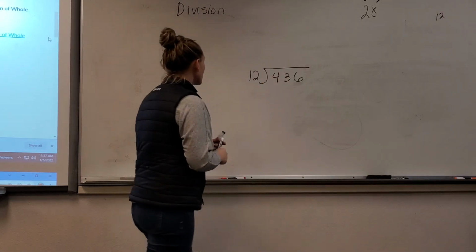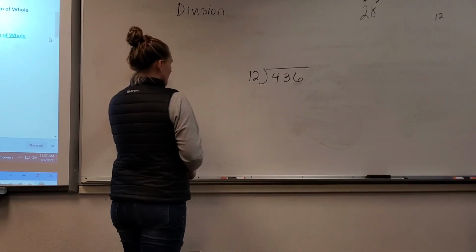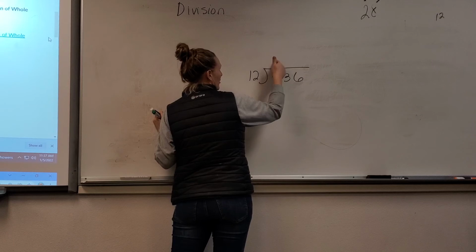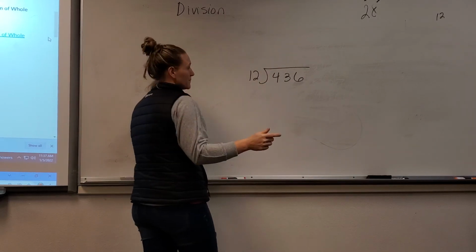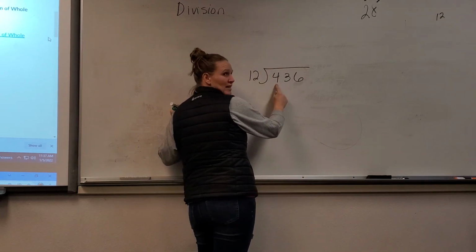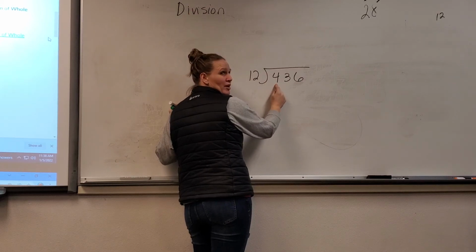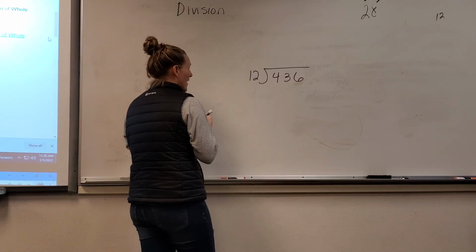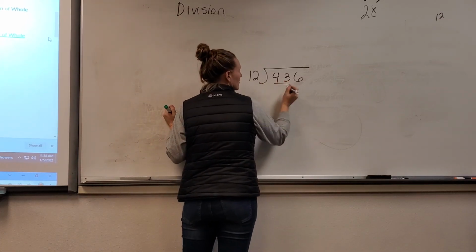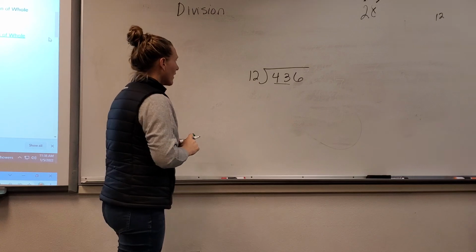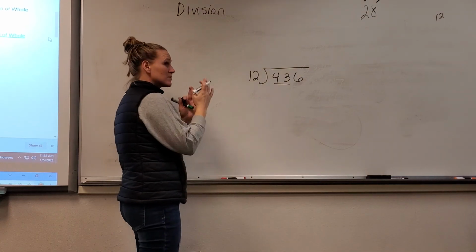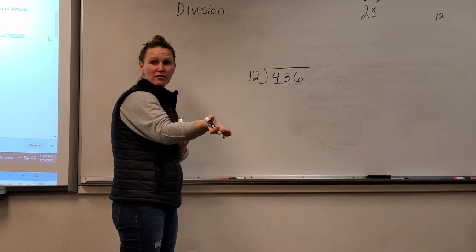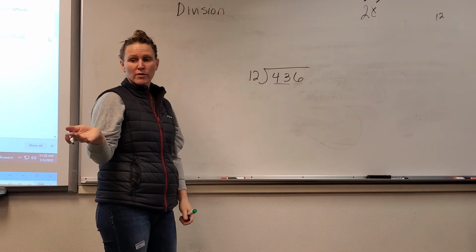Okay, so Spencer, you told me that I couldn't put a number above that 1 because it was too big. Is the 4 the same thing? Is 12 too big to put a number above 4? Yeah. Good. So I'm going to have to put a number above the 3. I have to figure out 12 times something that will get me close to 43 without going over.